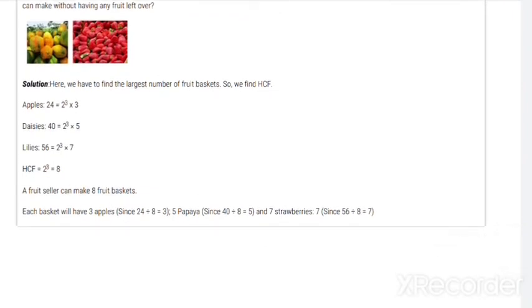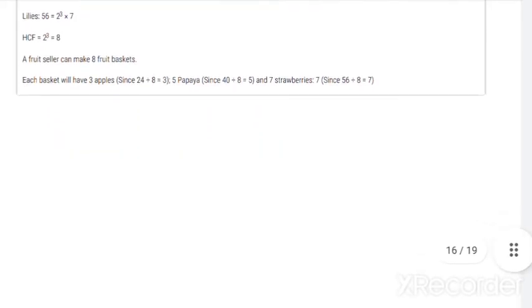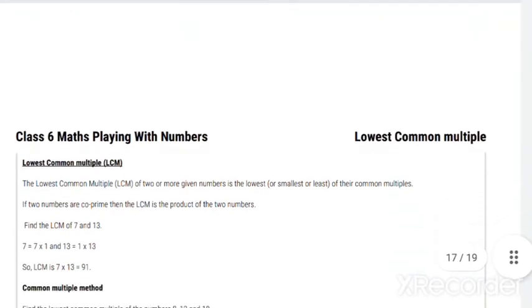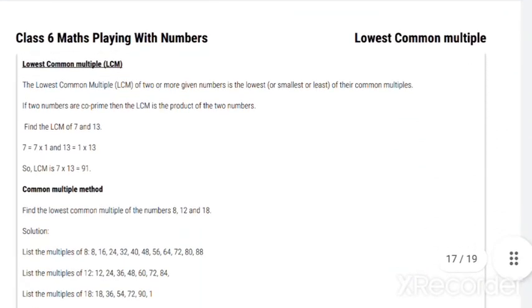So children, a fruit seller can make 8 fruit baskets, and each basket will have 3 apples. Children, okay, look on the screen, because if you see carefully, 24 divided by 8 equal to 3, then 5 papaya, since 40 divided by 8 equal to 5, and 7 strawberries, that is 56 divided by 8 equal to 7. Now children, come to next topic of discussion, that is least common multiple, or you can say LCM.